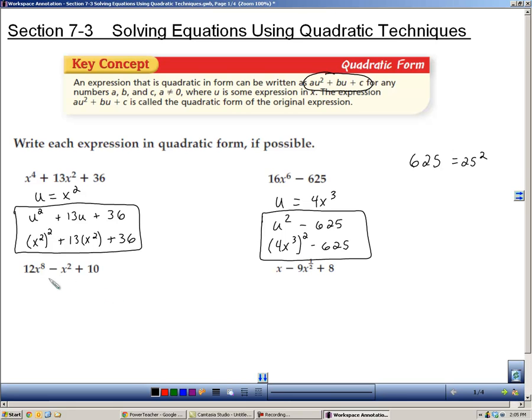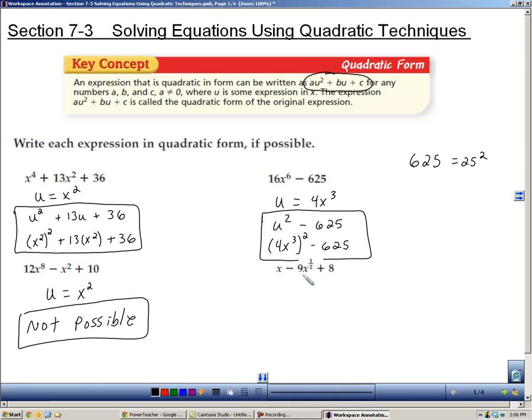Next example, we have an x squared in the middle, so it looks like I should take u and substitute an x squared. The problem with that is that's not going to help me over here, because x to the eighth doesn't come from an x squared squared. That won't work. That'll give me an x to the fourth. And there is no number that I can square to get a 12. So this example is not possible. There's no way I can rewrite this in a quadratic form.